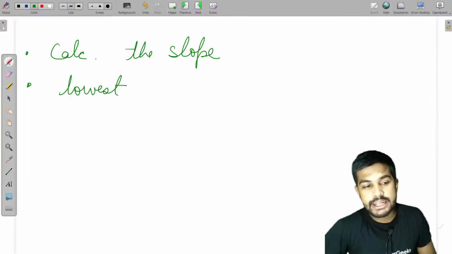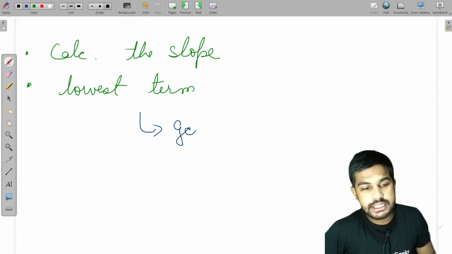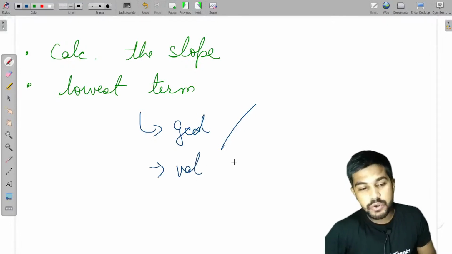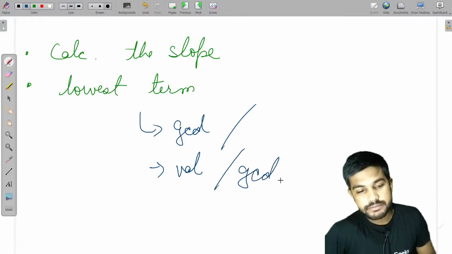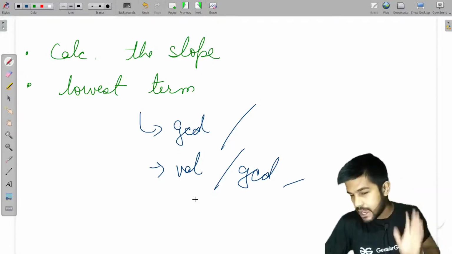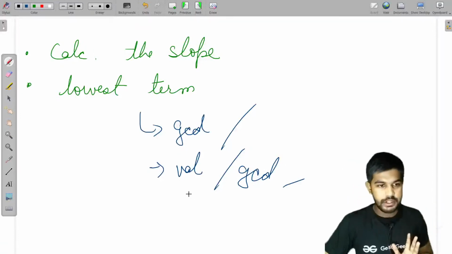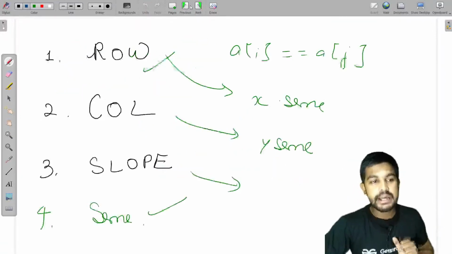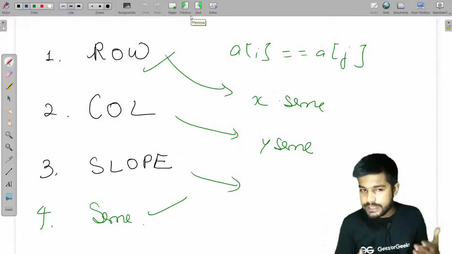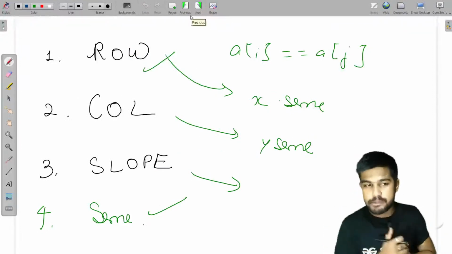How can you make it the lowest term? We can make it the lowest term by just taking out the GCD and dividing the value by the GCD, and then we would be pushing it in the map itself. Okay, am I clear with this or not? Now we would be implementing it. I am again repeating everything. Tell me if I am clear, then we would move to the implementation.